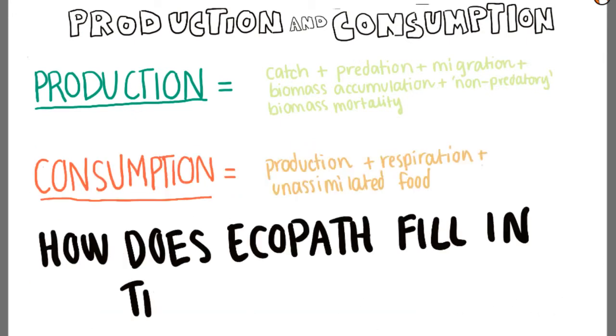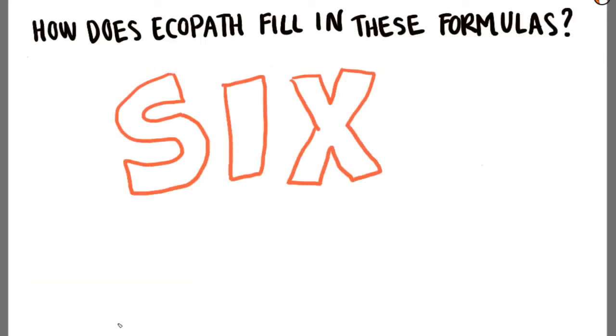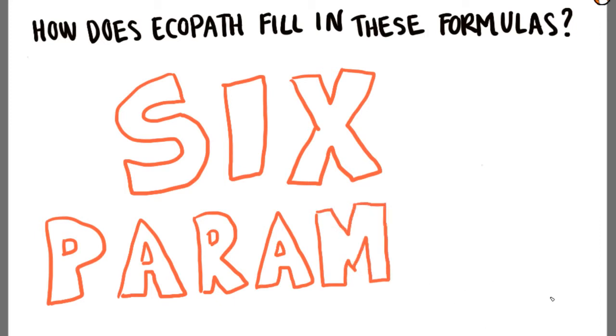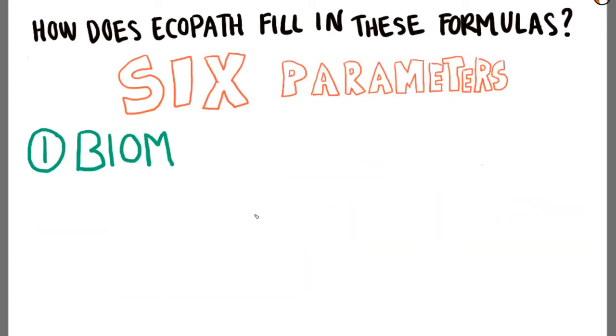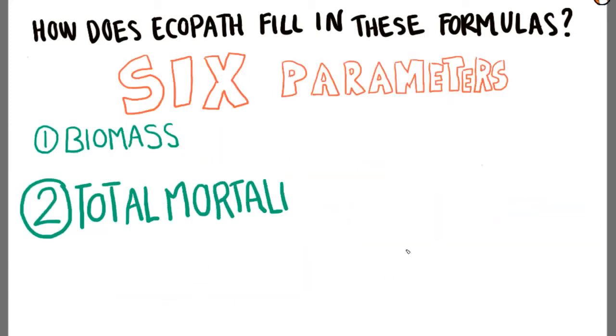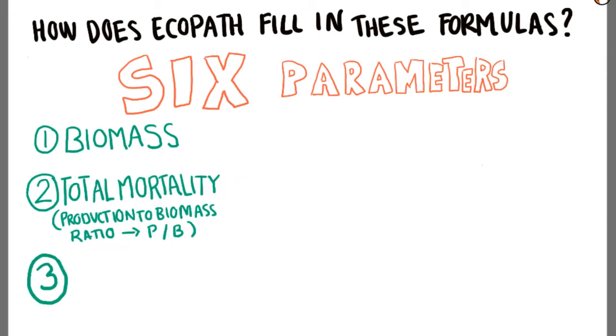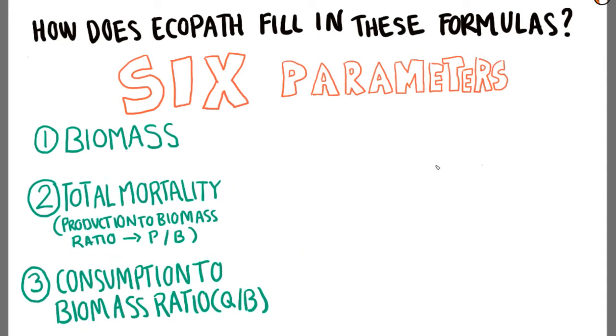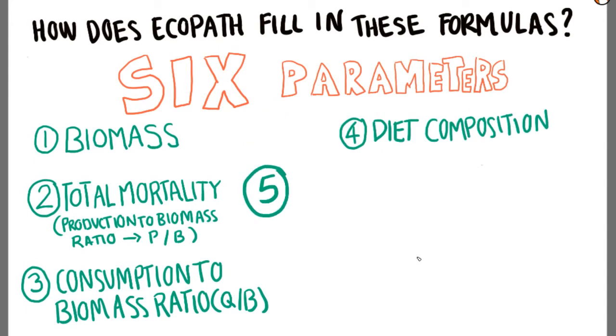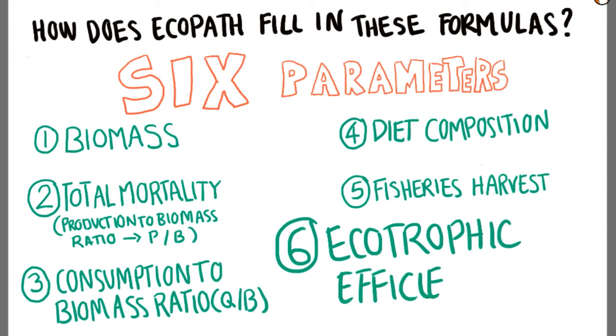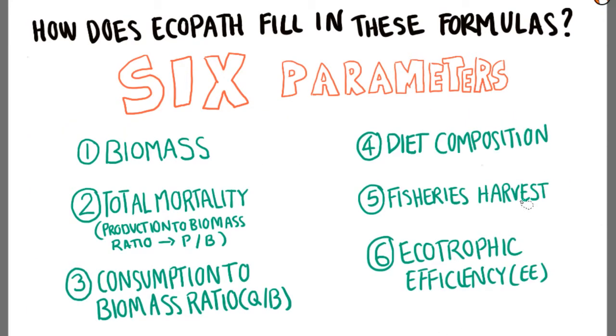In order to fill in these formulas, there are 6 major parameters that Ecopath needs to know for each of the species groups: biomass, total mortality or production to biomass ratio, P/B, consumption to biomass ratio, Q/B, diet composition, fisheries harvest, and ecotrophic efficiency. Let's break these down a little more to understand them.